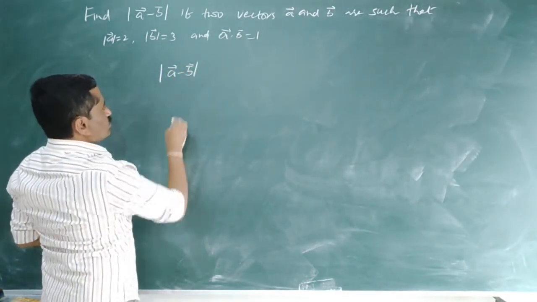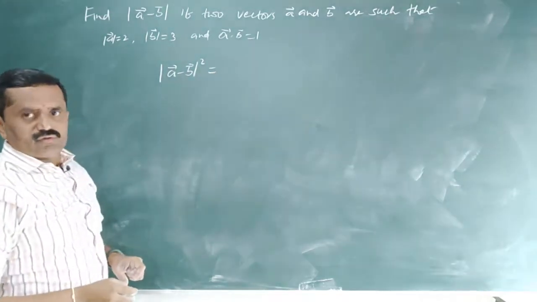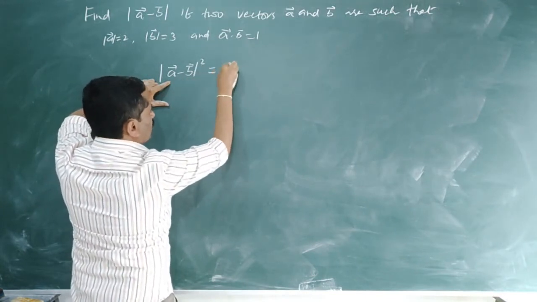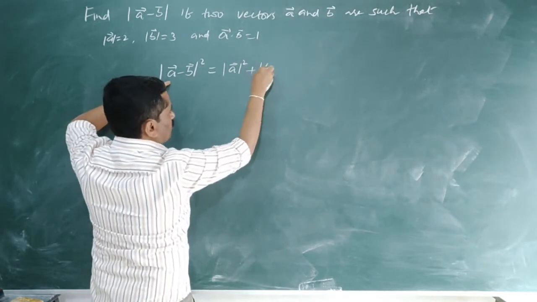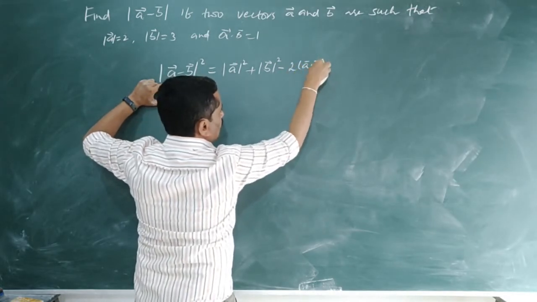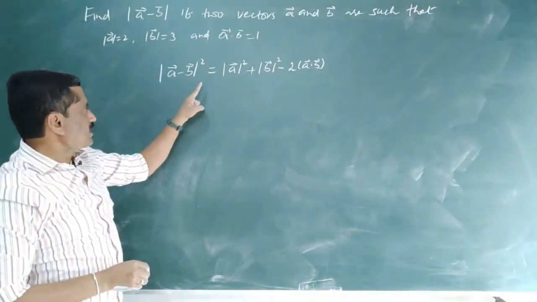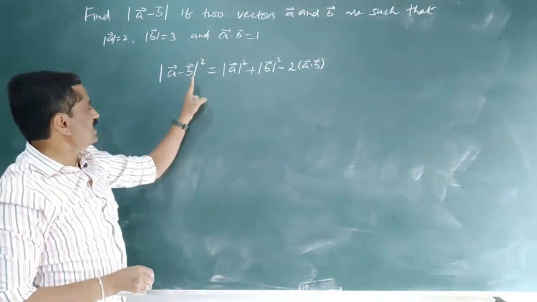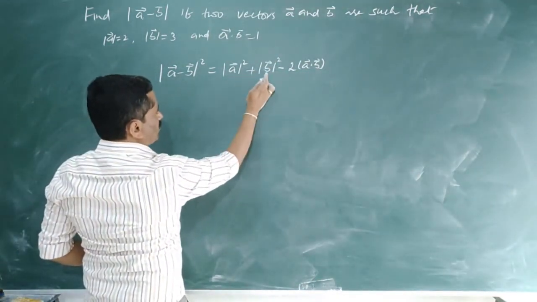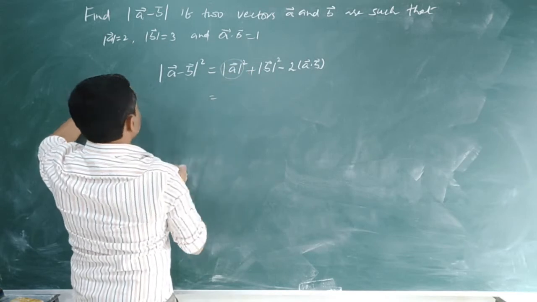Okay, so squaring this, we have magnitude of a bar minus b bar whole square. That is equal to the formula: magnitude of a bar minus b bar whole square is equal to magnitude of a bar whole square plus magnitude of b bar whole square minus 2 into a bar dot b bar. Now substituting values of magnitude of a bar, magnitude of b bar, and a bar dot b bar, what is the value of magnitude of a bar? We have 2. What is 2 whole square?